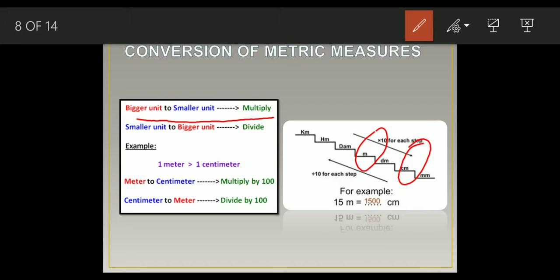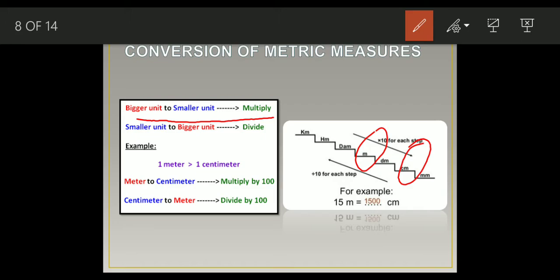Now you see, each unit differs by 10. From kilometer to hectometer the factor is 10. From hectometer to decameter, the factor is 10. From decameter to meter, it is 10. From meter to decimeter, it is 10. From decimeter to centimeter, it is 10. From centimeter to millimeter, it is 10. So it's 10 each time. So how am I going to convert from meter to centimeter?